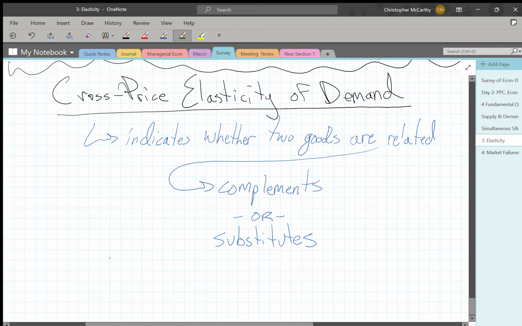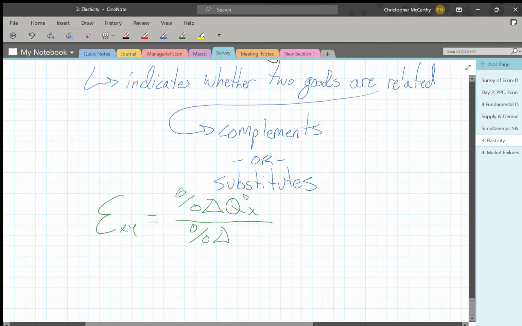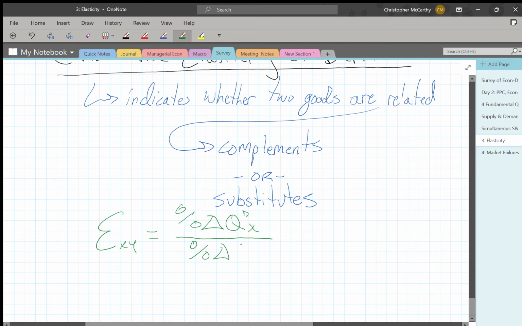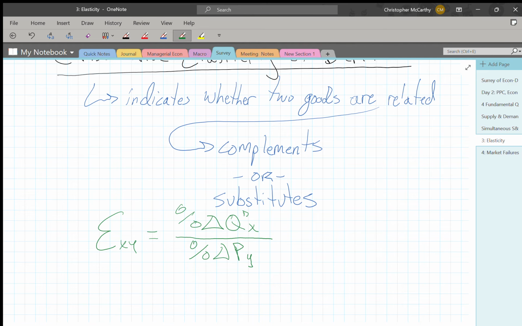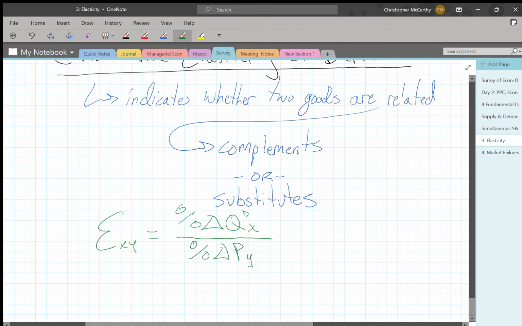So our formula for the cross-price elasticity of demand, again, we always have a percentage change in the quantity on the numerator, but this time it's going to be the quantity of product X divided by the percentage change in the price of a different product, product Y. So again, best thing to do with these kinds of things is to go and do some problems with some examples here.